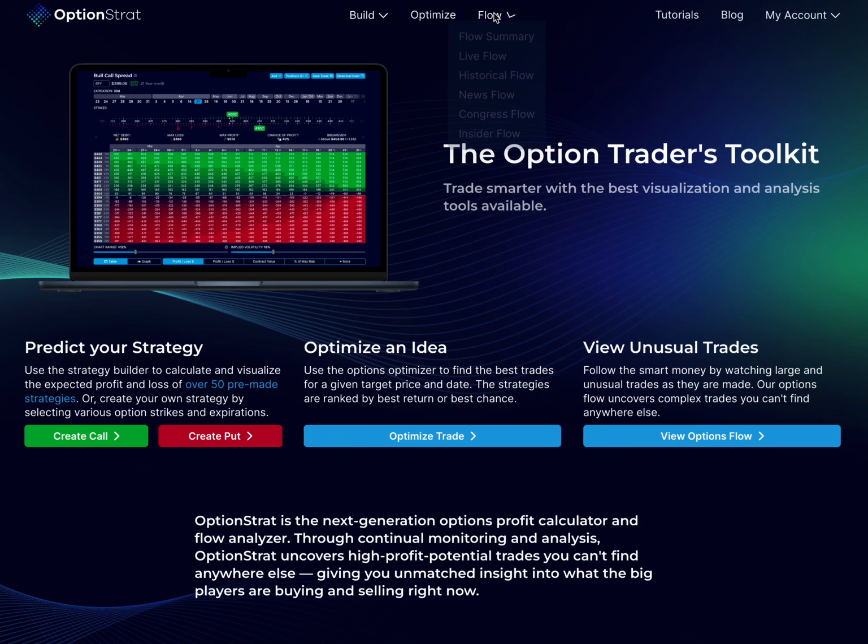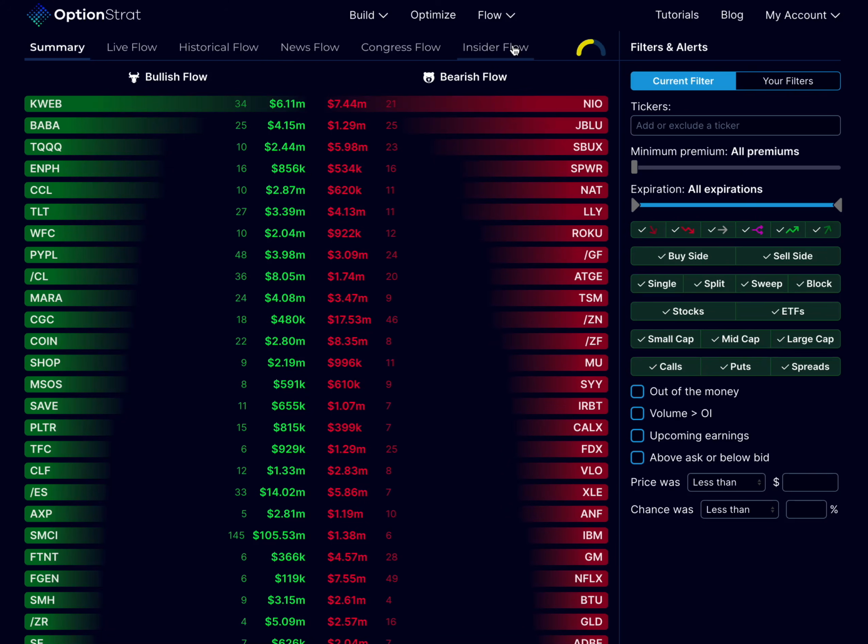So when we get into Flow here, there's Flow Summary. We've got Live Flow, Historical Flow, News Flow, Congressional Flow, and Insider Flow. So we're going to walk through each one of those and take a closer look at them. So let's start off with Flow Summary.